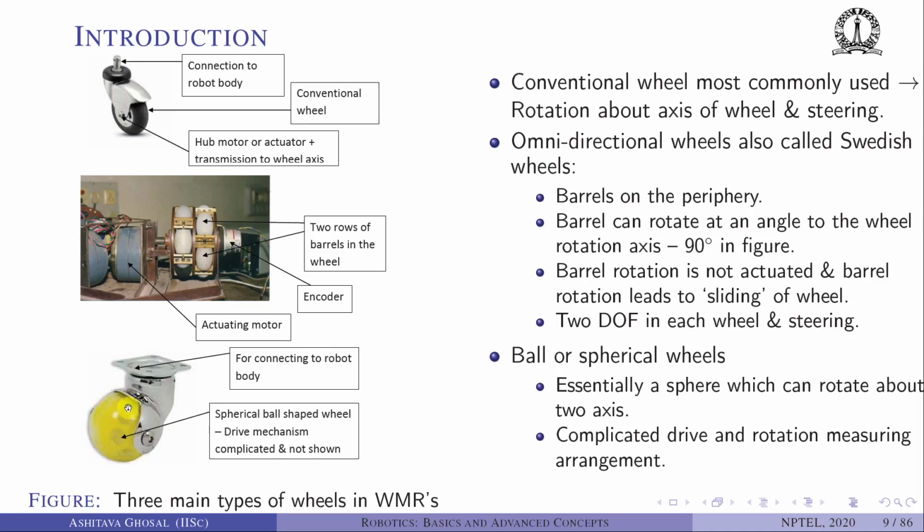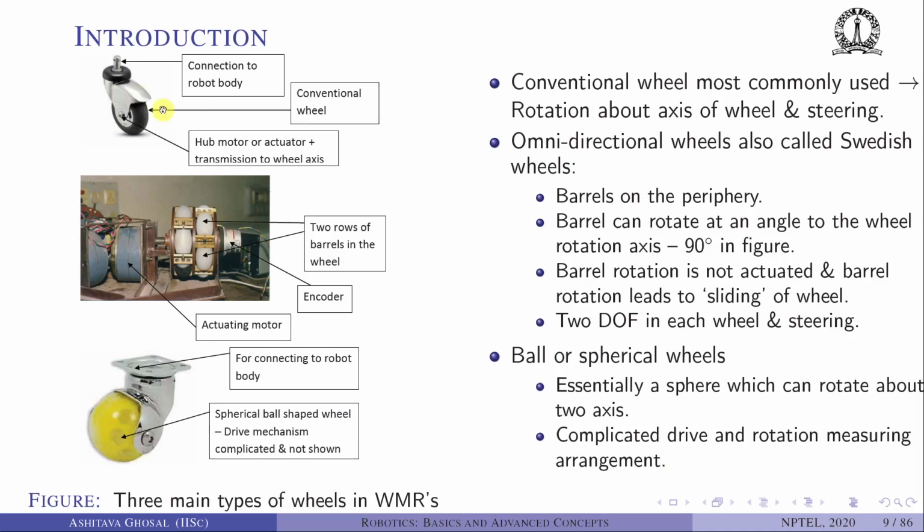Okay. So the ball wheel is another kind of wheel. It is basically nothing but a spherical ball which can rotate about 2 axes. These are called ball or spherical wheels. This is of course a toy ball wheel. There is a drive mechanism which is very complicated, but it is not shown here. And then on the top there is a way to connect to the body of the robot. It requires a very complicated drive and rotation measuring arrangement.